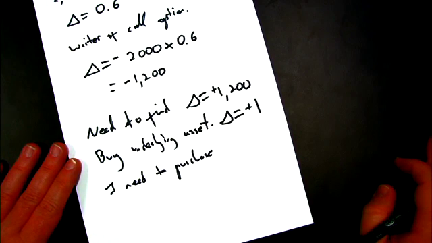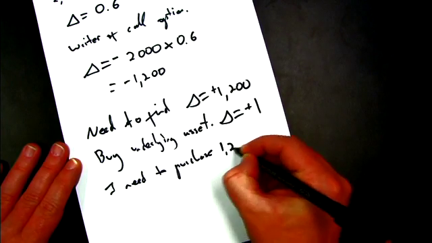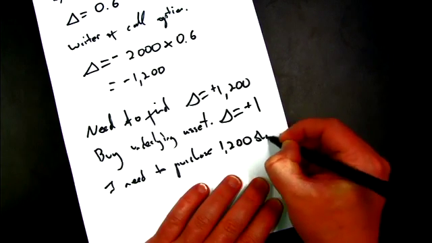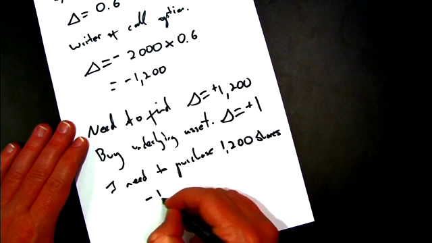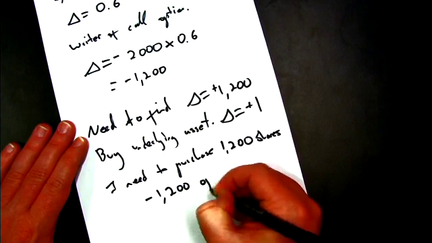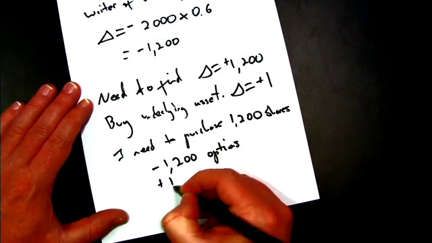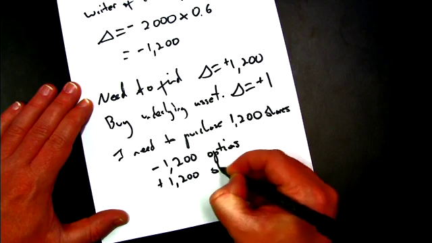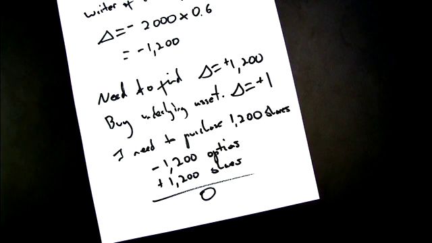Not a trick again. I need to have a delta of 1,200, and one share has a delta of 1, so I need to buy 1,200 shares. Right, so now my delta with my options is negative 1,200, and my delta with my shares is positive 1,200. So I am delta neutral.